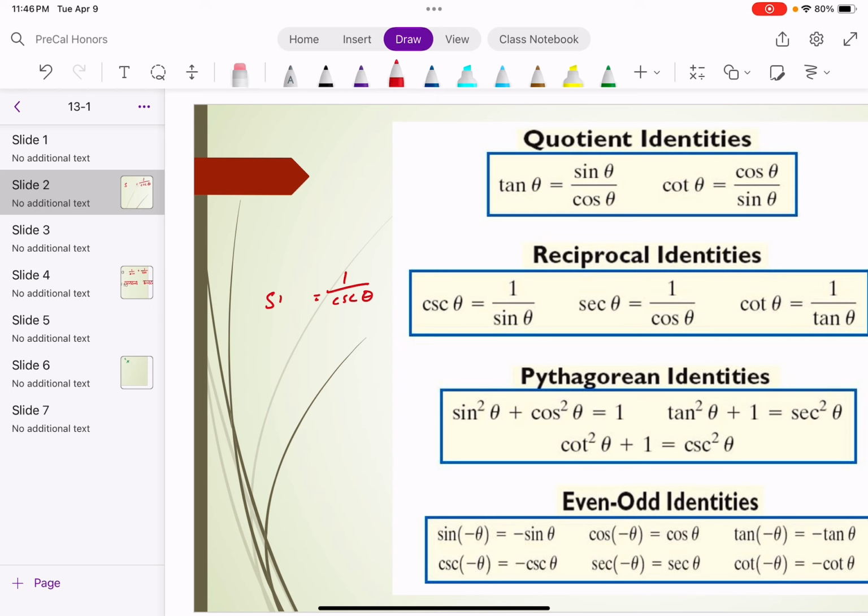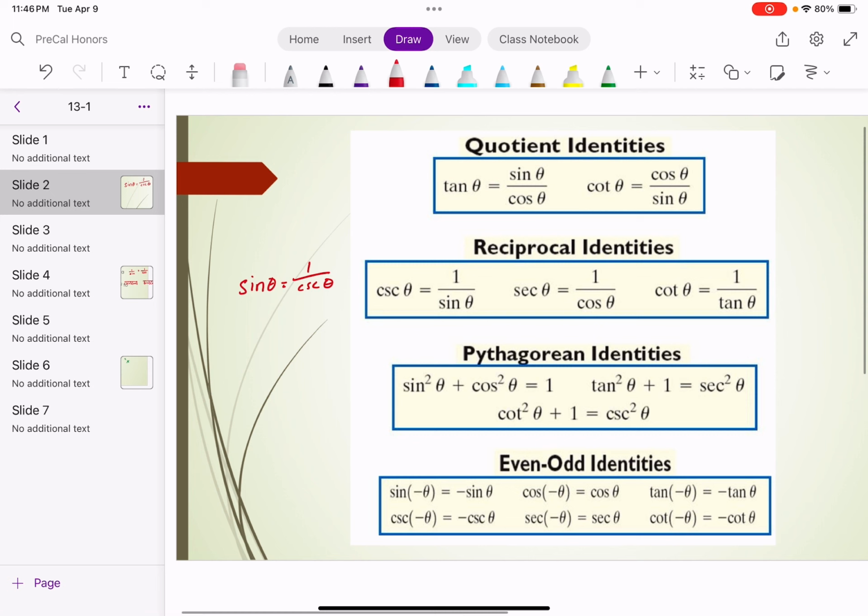Now this is extremely important because this gives you the ability to go ahead and change the way an equation looks by replacing it with something else of its equivalent. This can be done with sine, cosine, tangent, as well as cosecant, secant, and cotangent.